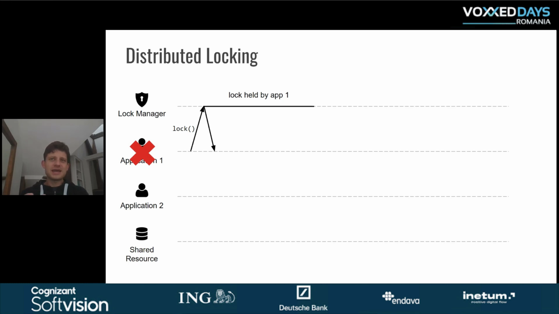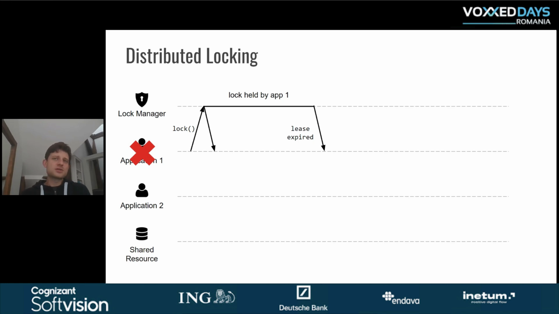So that is why, like in any distributed lock manager, the lock is obtained for a given time. It's called a lease. So after this time, even if the application does not interact with the lock manager, the lock expires. So even if application 1 crashes, in every distributed lock mechanism, there is always a timeout after which the lock expires.